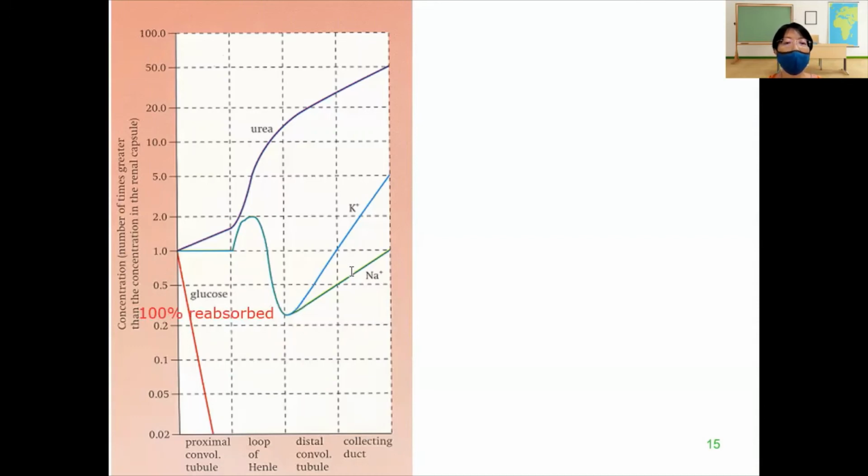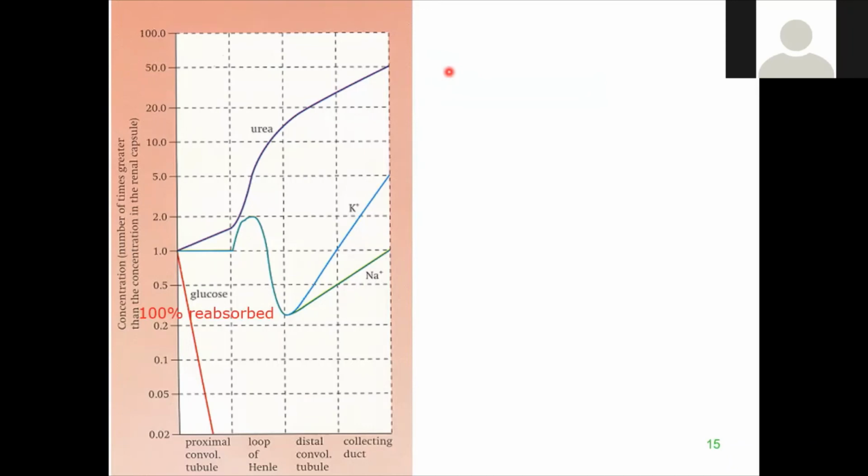Can you see sodium ion concentration, potassium ion, and urea? All these 3 increase. So this one, urea concentration increases, this one K plus increases, Na plus increases. So why does the concentration increase?